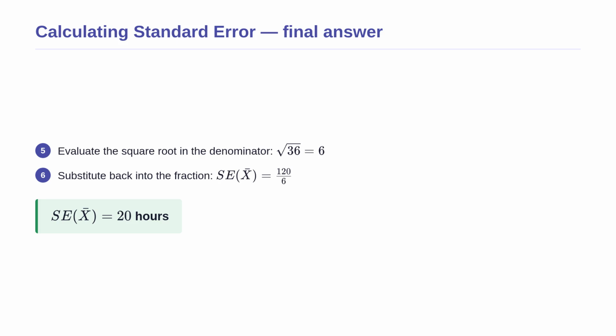Continuing with our calculation, we evaluate the denominator. The square root of 36 is exactly 6. Now, we perform the simple division of 120 by 6, which gives us exactly 20. The standard error of the sample mean is 20 hours. Physically, this means that if the inspector repeatedly took samples of 36 light bulbs, the average lifespans calculated from those samples would typically miss the true factory average by about 20 hours.